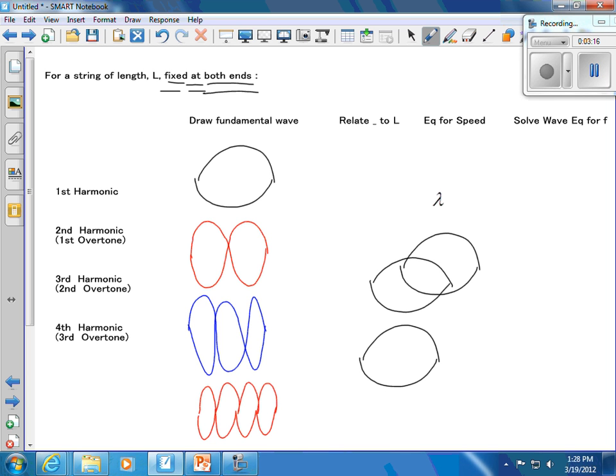Another name for the second harmonic is the first overtone. It's the wave with the next highest frequency or smallest wavelength that will resonate in the string. The third harmonic, or second overtone, is the second harmonic beyond the first that will resonate in the string.